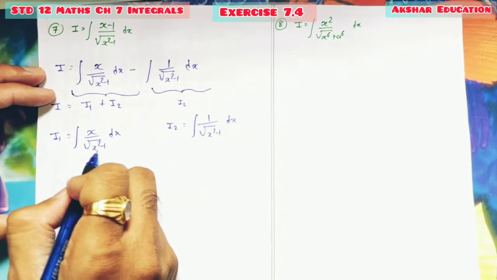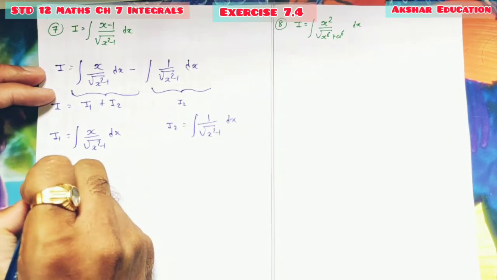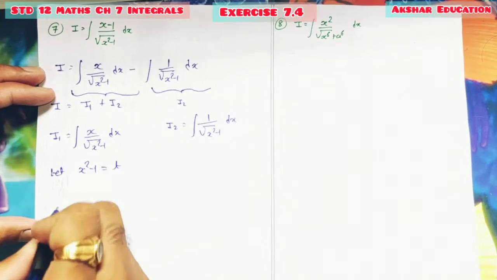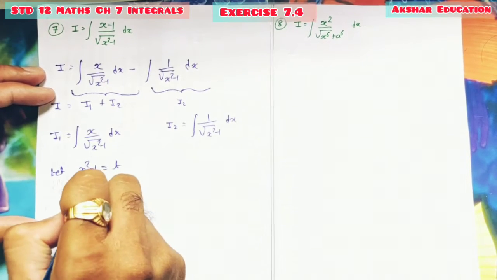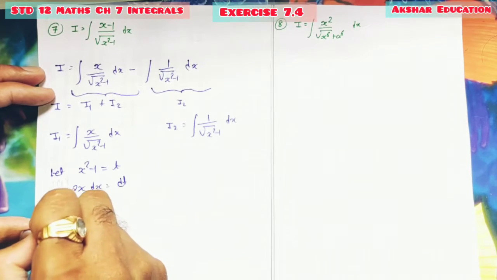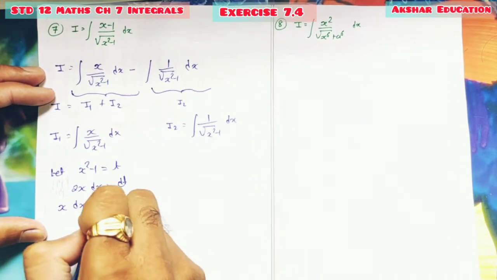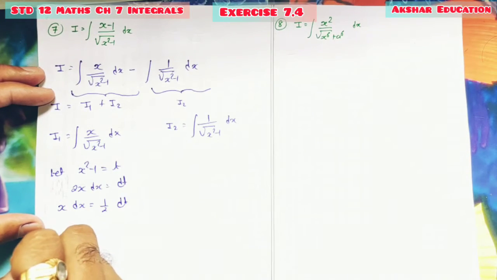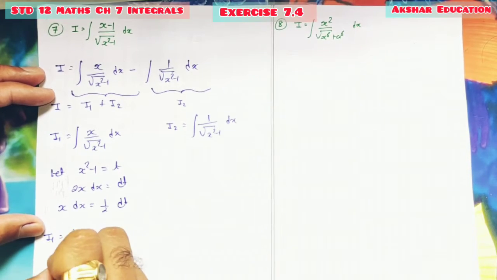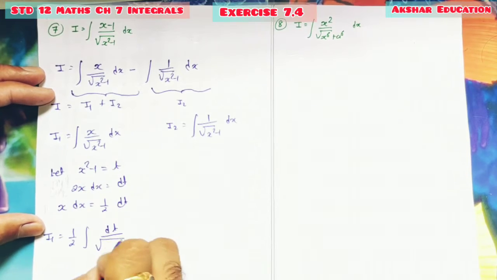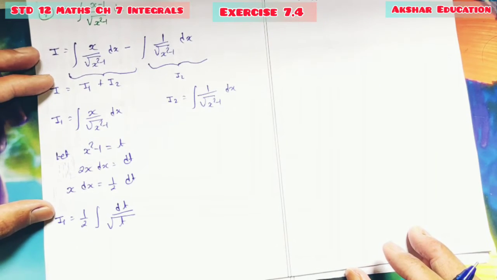Now this x square minus 1 form is there, so the substitution is x square minus 1 equal to t. So therefore we are getting 2x dx equal to dt. So x dx is 1 upon 2 dt. X dx is our numerator. So now I1 is 1 by 2 constant, x dx is dt, upon square root of x square minus 1, which is t, 1 upon root t. So integration of 1 upon root t is 2 root t.